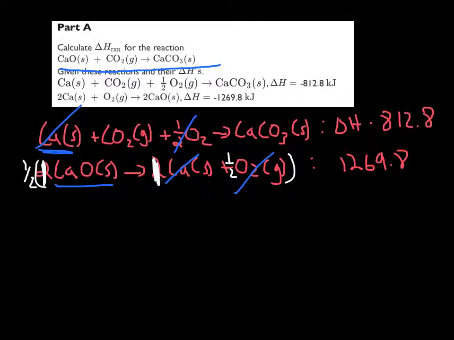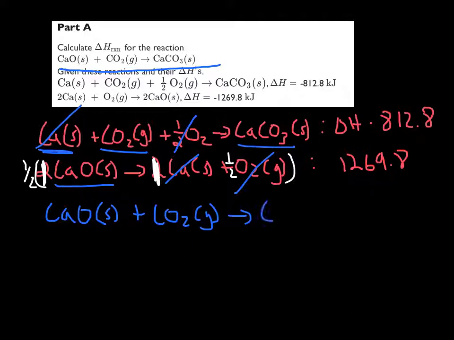Right here, this comes down, so we have CaO solid plus, this comes down, CO2 gas equals, and this comes down, CaCO3 solid. Does this look identical to up there? It does. This looks like the final, so it means we have calculated and solved it.